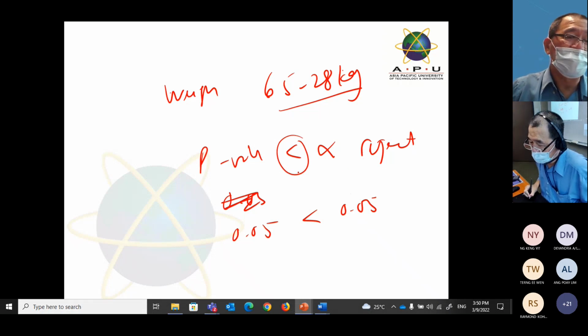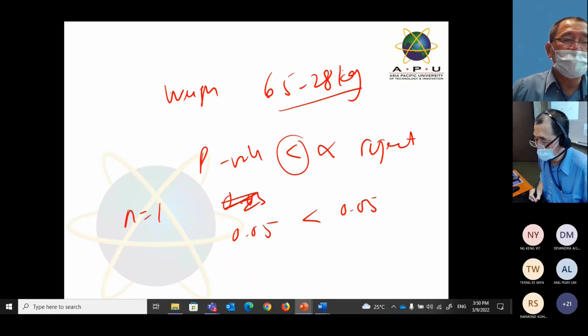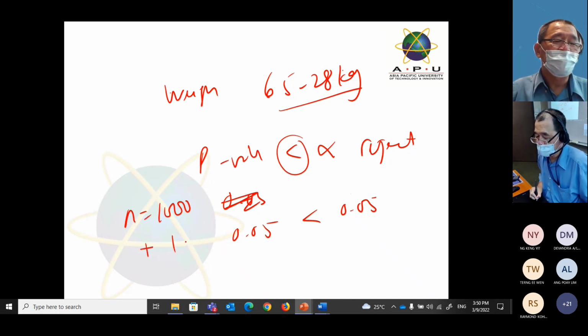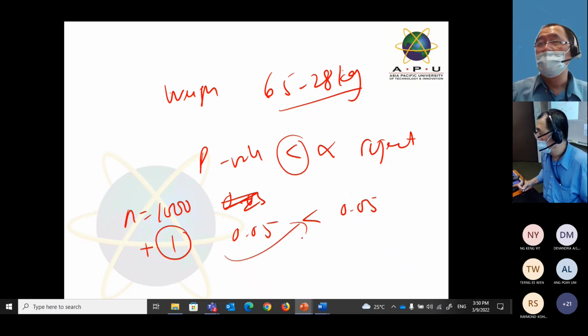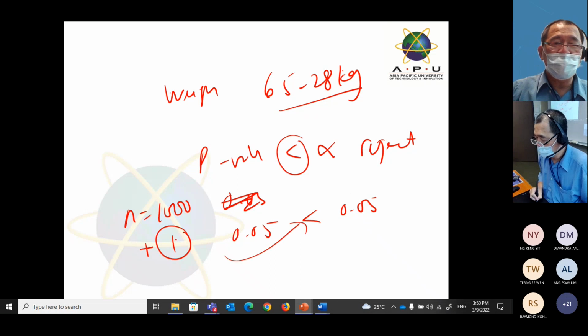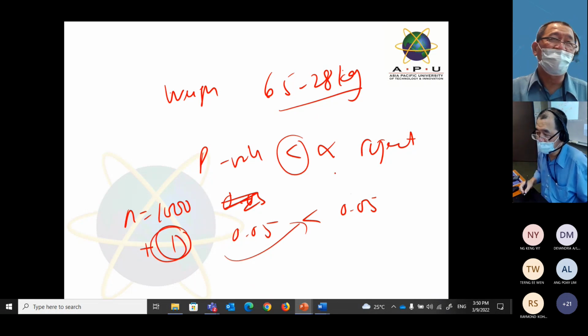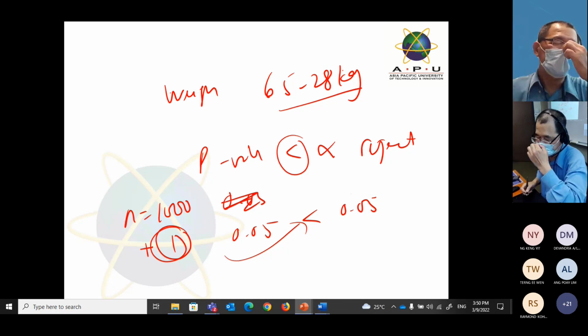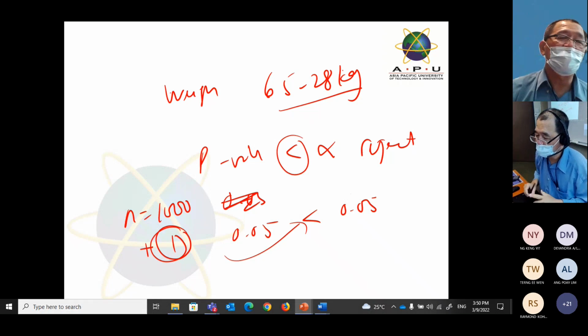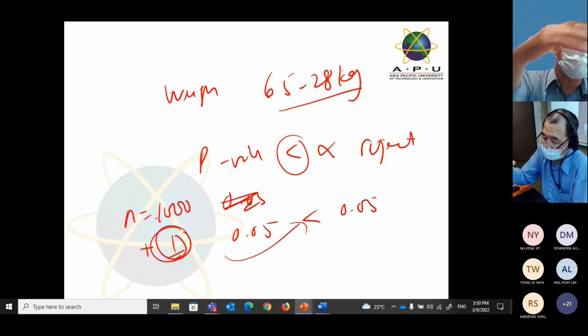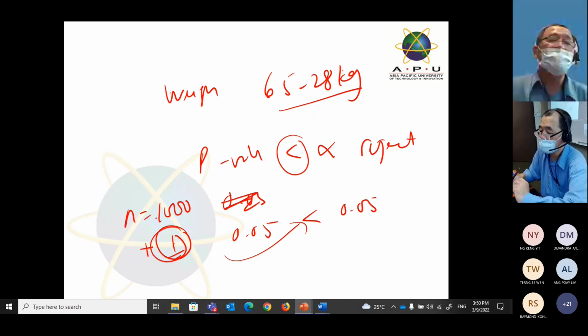Why sensitive? Because say your n is only 1,000, but you get one more person. This person will affect the result. You see, only one person can change the result from significant to not significant. That means the result is too sensitive, which is not good. You may increase the sample size, not only by one person but maybe more, 10 or 20 like that.